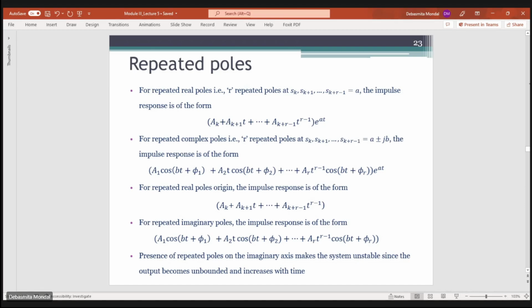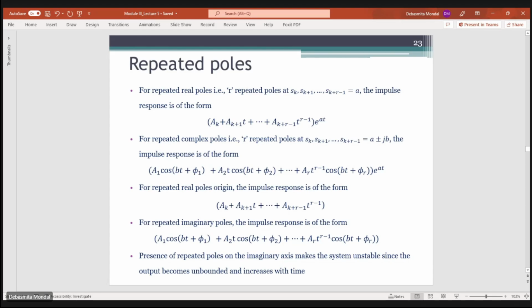Similarly, from here also you can find out that if the poles lie on the negative or left half of the S-plane, the system will be stable, and if they lie on the right half of the S-plane, the system will be unstable. And similarly, if you have repeated complex poles, then the impulse response expression changes and becomes something like this, and so on and so forth.